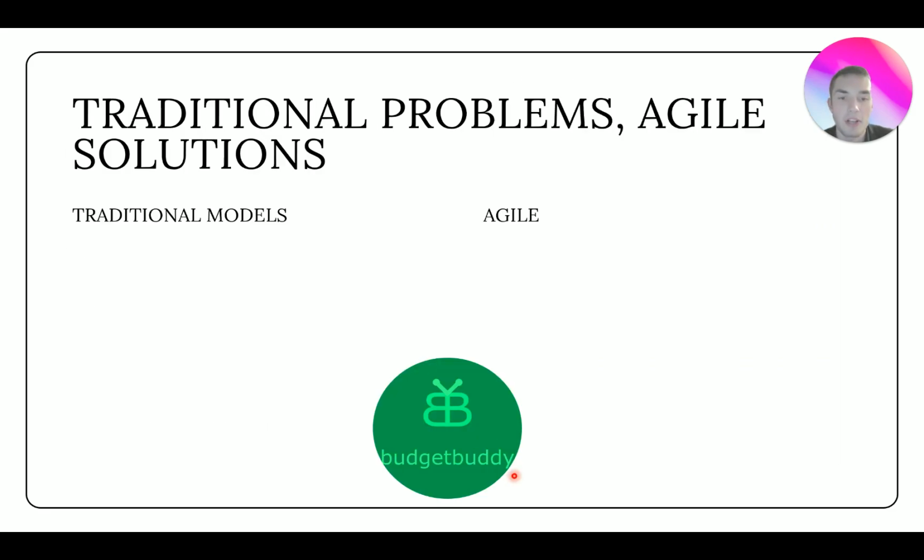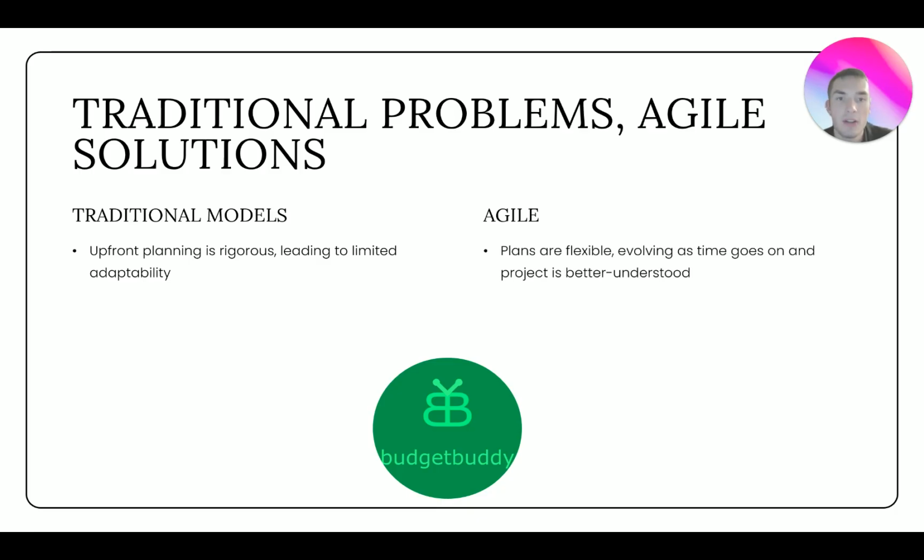So let's take a look at how Agile solves some problems that existed with the traditional models. So the upfront planning in traditional models is rigorous, which leads to limited adaptability. Like we said, you have to stick to the plan that you established. There's no going back and changing the plan as you go on. Whereas with Agile, plans are flexible, evolving as time goes on, and the project is better understood. So what this means for our BudgetBuddy example is that rather than at the very start of the project figuring out what the customer wants, and then setting that in stone, we're going to be able to better conform BudgetBuddy to the needs of users and customers.